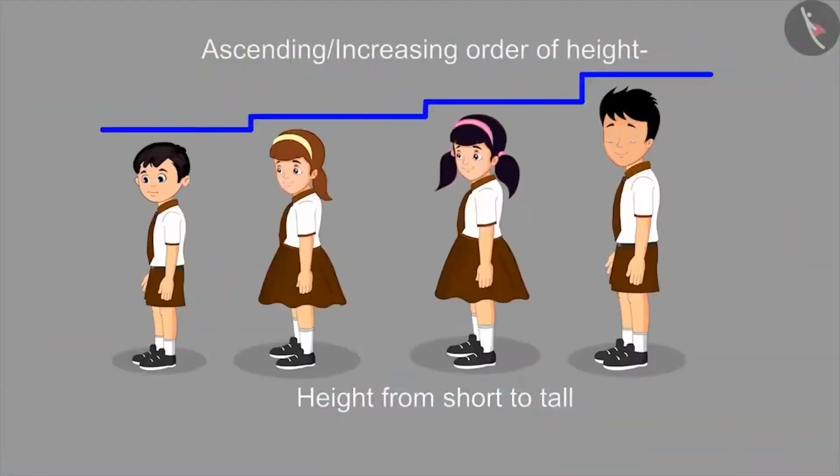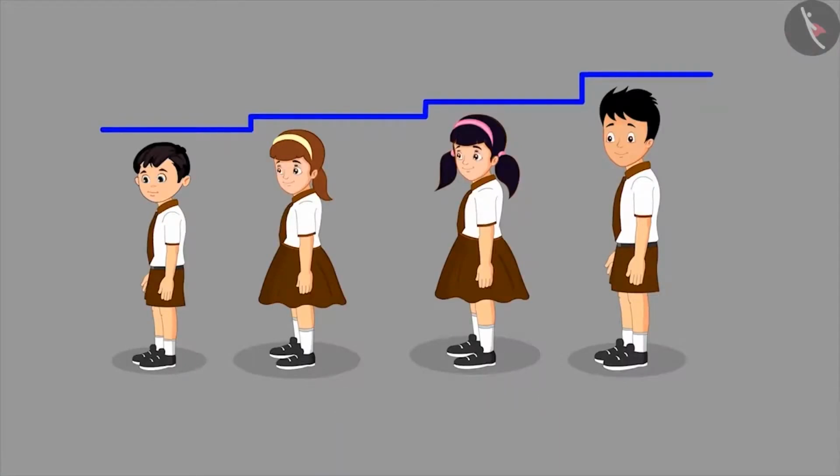Finally, Chotu and 3 of his friends stood in the correct increasing order of their height, that is, from short to tall.